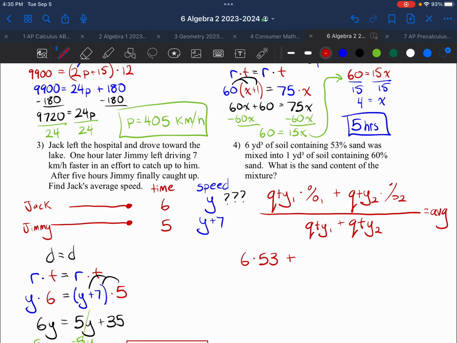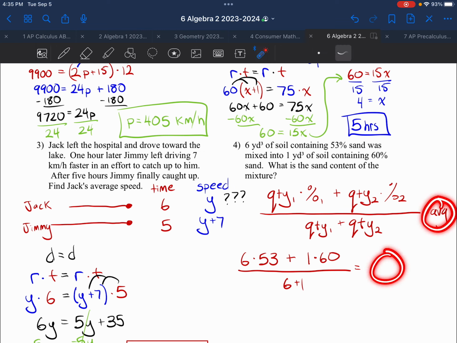I guess this is a quantity, so it's going to be 1 times, and then the percent here is 60%, so times 60%, all divided by the two quantities added up. So the first quantity is 6, the other quantity is 1, so we'll do 6 plus 1 on the bottom, and that's going to be equal to the average sand content of the mixture. So we don't know what that is. We're searching for average in this question. We don't know what that is, which means we just need to simplify everything that's over here.